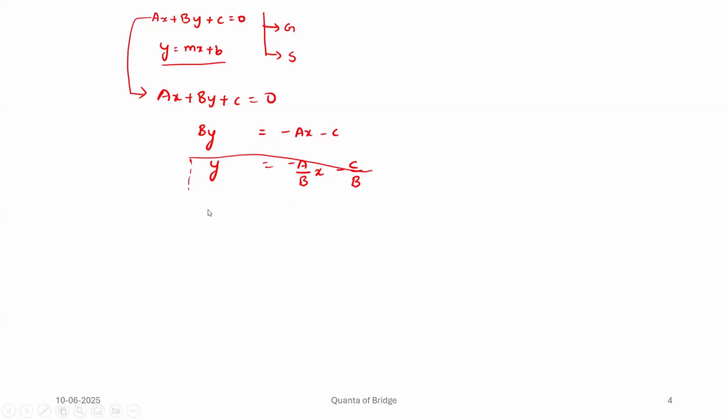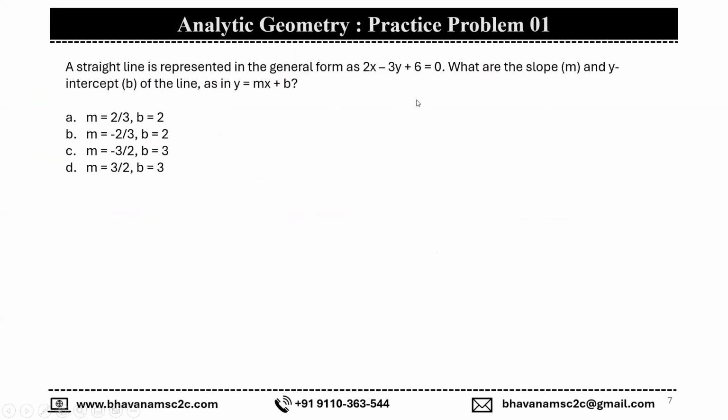So let's deal with one other problem. This is one other example I got for you: 2x minus 3y plus 6 equal to 0. What they're asking is: a straight line is represented in the general form as 2x minus 3y plus 6 equal to 0. What are the slope and y-intercept of the line as in y equal to mx plus b? So now what is your m value here?